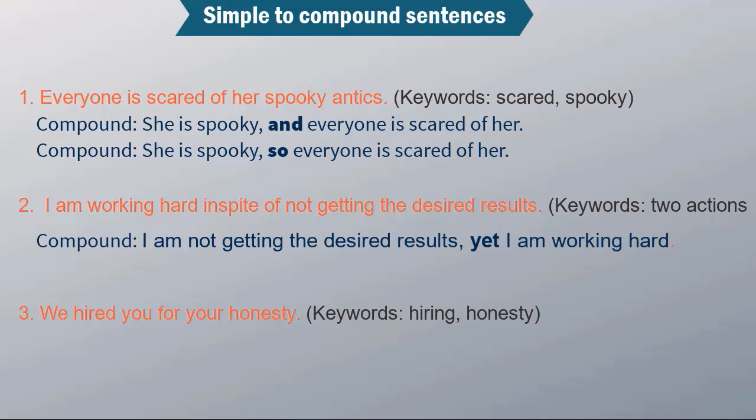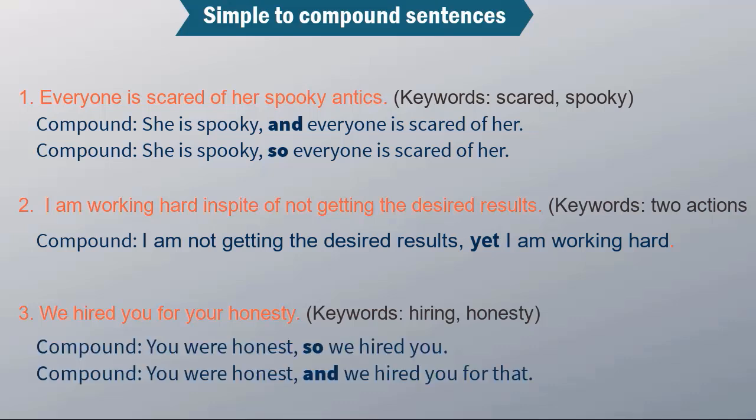Next example. We hired you for your honesty. Now guys, look at the sentence. What can we use to transform this into a compound sentence? We've got 2 pieces of information. We hired you, right? And you are honest. And we can use this to transform it into a compound sentence. You were honest, so we hired you. Or you were honest and we hired you for that.